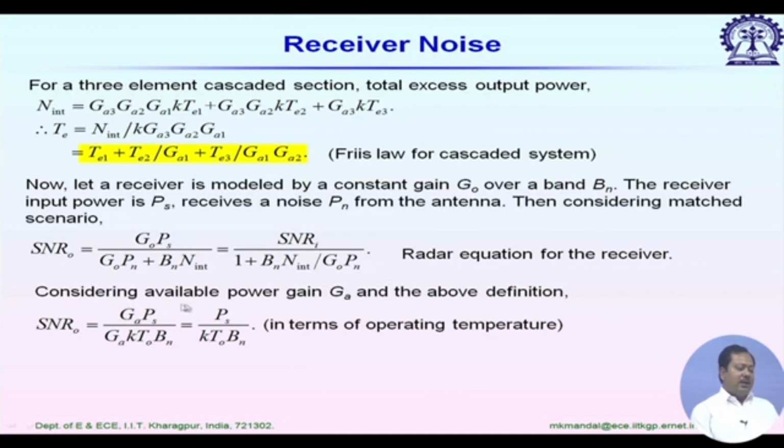Now, considering the available power gain Ga and the above definition, we can also express the SNR at the output in terms of operating temperature. This is equal to Ga into Ps divided by Ga K T naught Pn, and simply this is equal to Ps by K T naught Pn. Recall that T naught is the operating temperature.